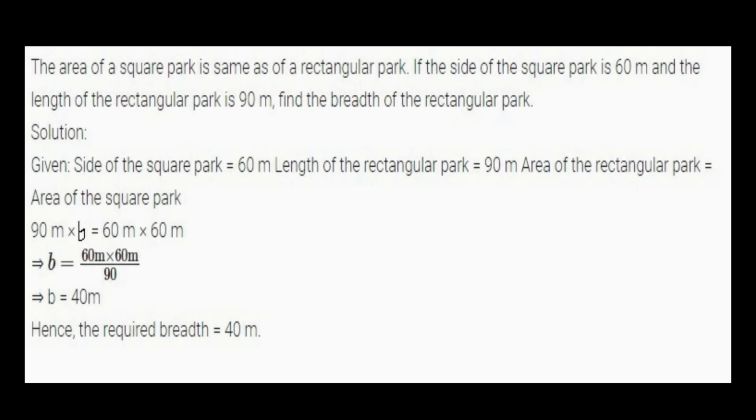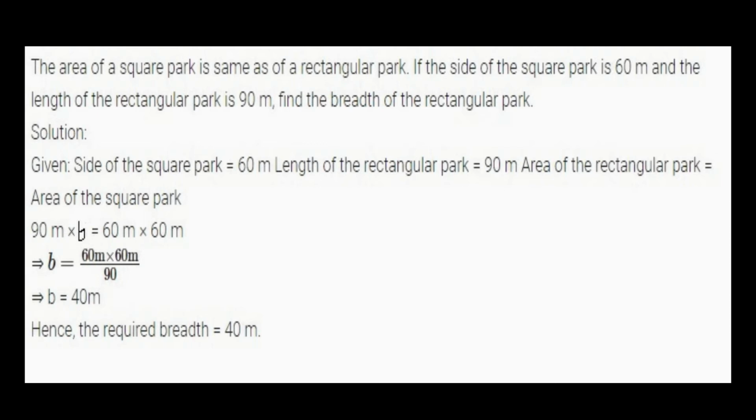The area of a square park is same as of a rectangular park. If the side of the square park is 60 meter and the length of the rectangular park is 90 meter, find the breadth of the rectangular park. So what here is given? Here it is given that there are two parks, one is square in shape and another is rectangular in shape. Okay, so basically what is the same, their area is same, and what is given in the sum, it is given that the side of the square park is given.